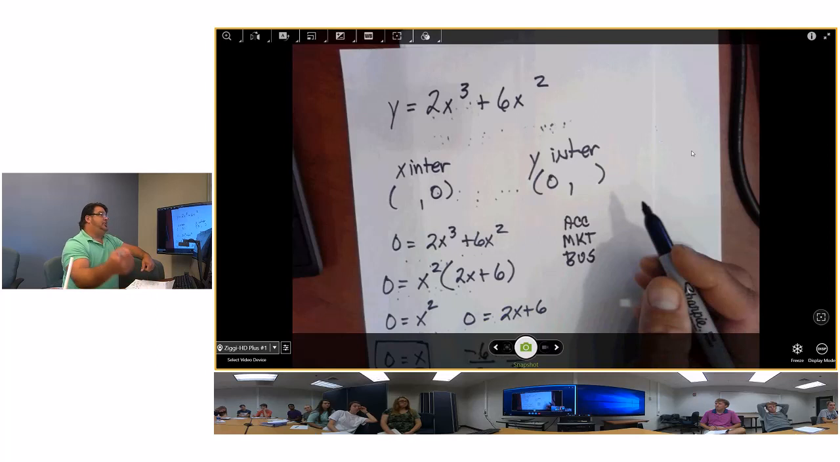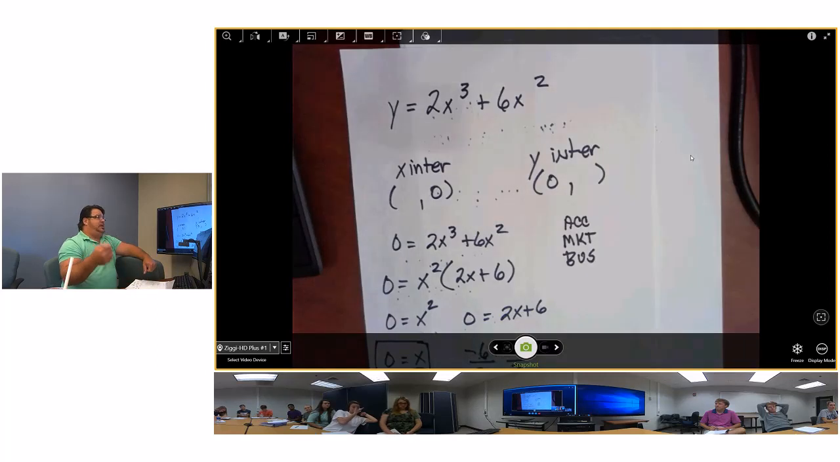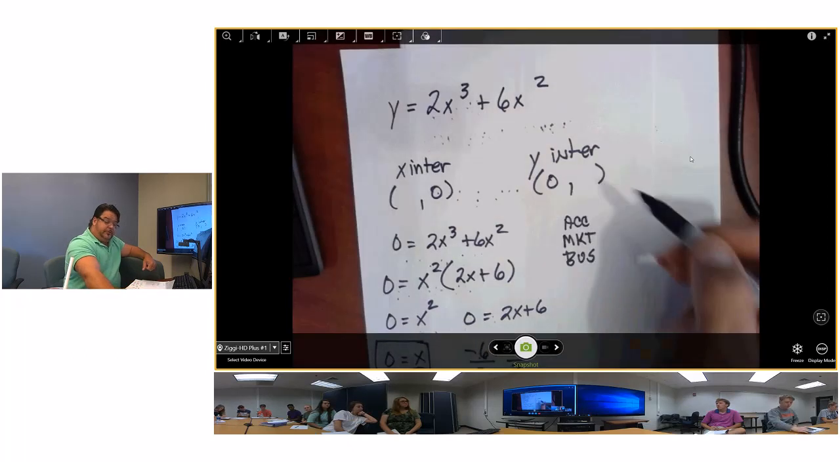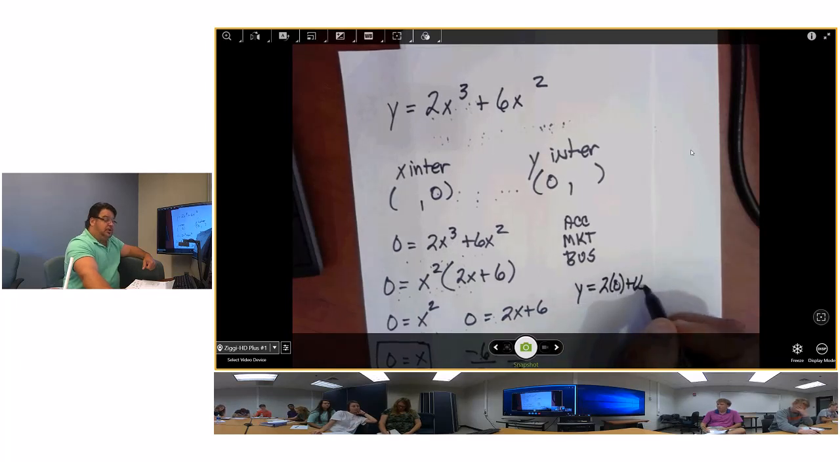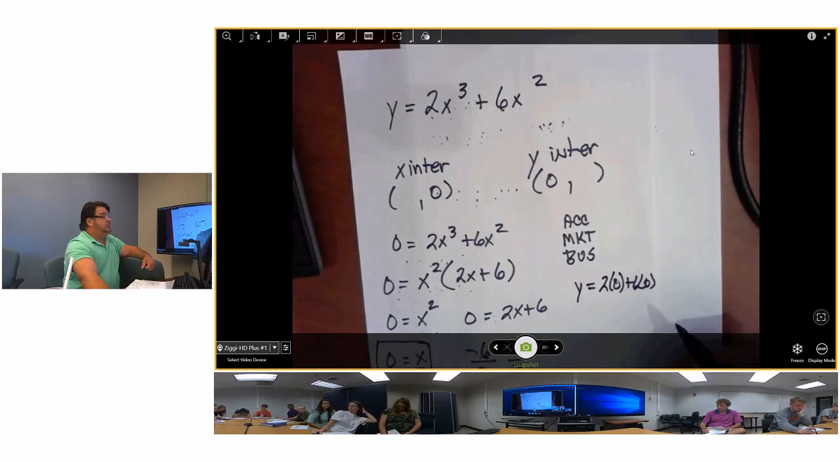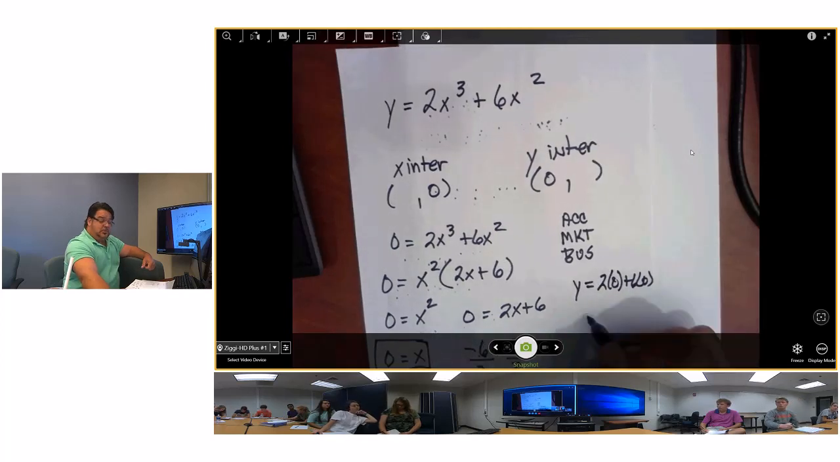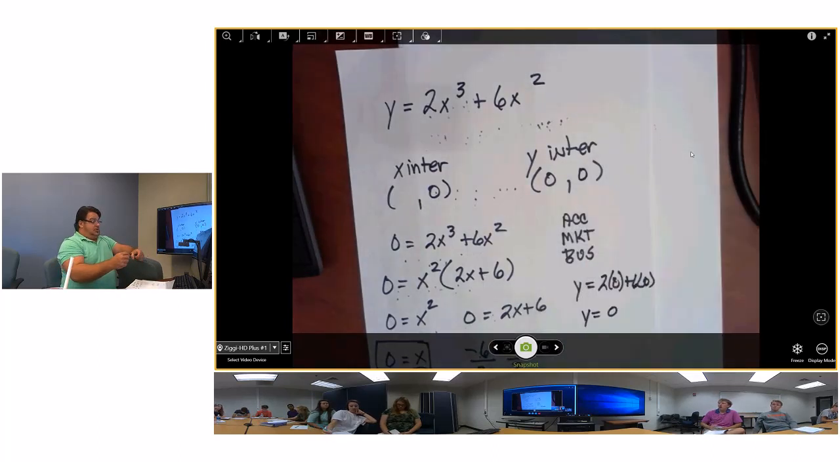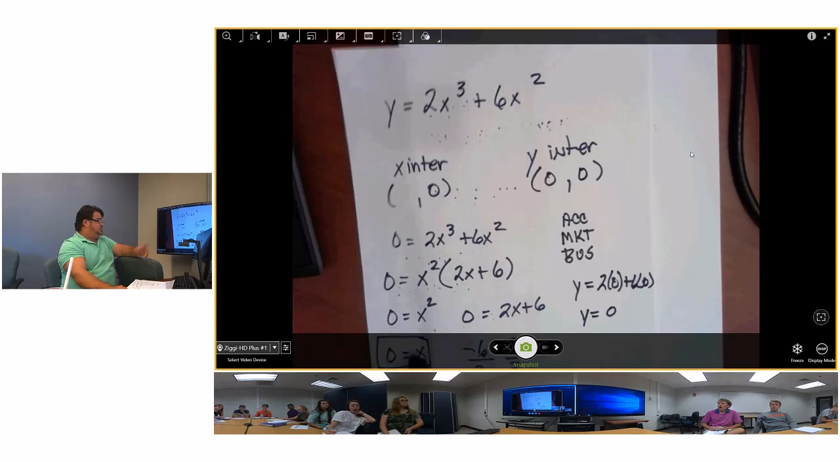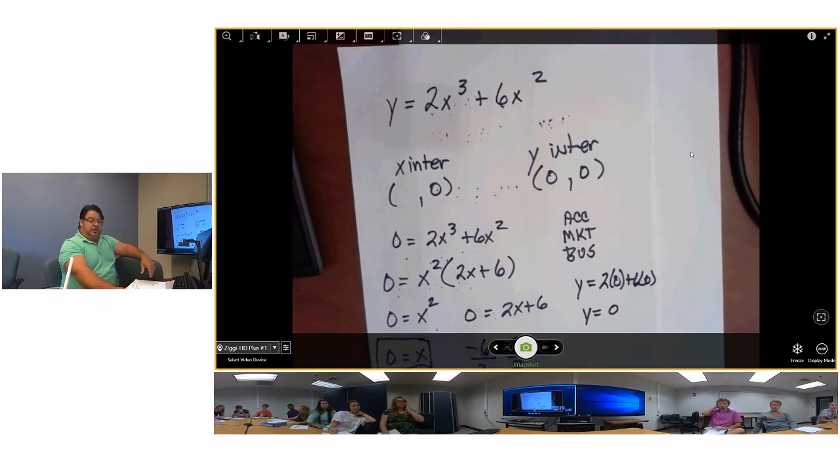So y'all, let me put it to you this way. If you don't like graphing, you need to probably drop, because we're going to do a lot of graphing in here. A lot. Okay? So 0 for x. Y is equal to 2 times 0 plus 6 times 0. I just shortened it, because 0 squared is what? 0. So y is equal to what? 0. So you got 2 x-intercepts, which we showed on the graph, and then you have a y-intercept.